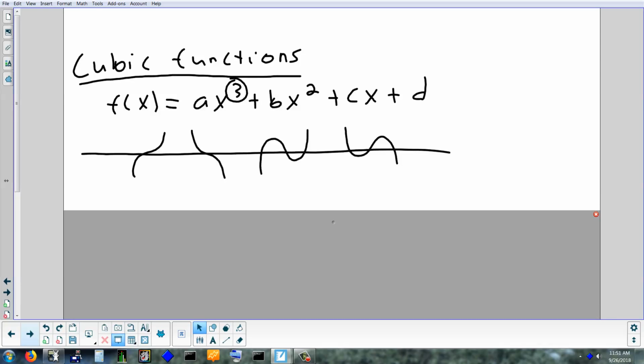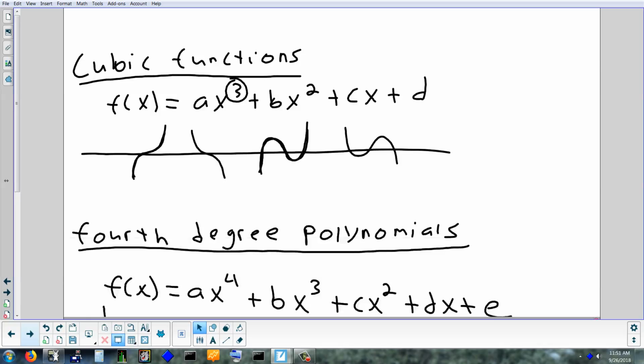It also, if you subtract 1 from that number, tells you how many turns the graph can take. Again, can take, doesn't have to take. So this particular graph goes up, takes a turn down, takes a turn up. It turned twice. This graph looked like it kind of wanted to turn, but never really did it. So if you subtract 1 from the exponent, that's how many turns it could take.